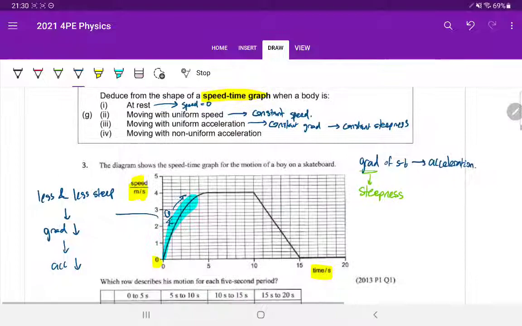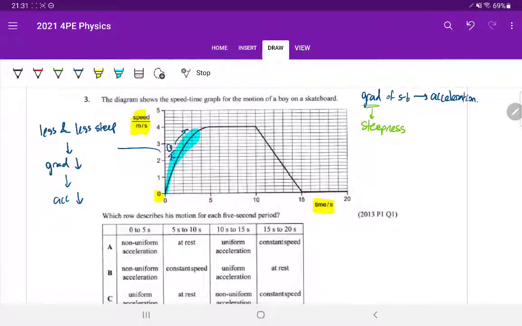Another way of saying this is that if you look at the speed, it's increasing, right? The speed is increasing from 0 to 4. The speed is increasing at a decreasing rate because the acceleration is going down. The gradient is going down, it's getting less and less steep. But that's for explanation questions. For MCQ, I just want you to get the idea that you can identify these things.